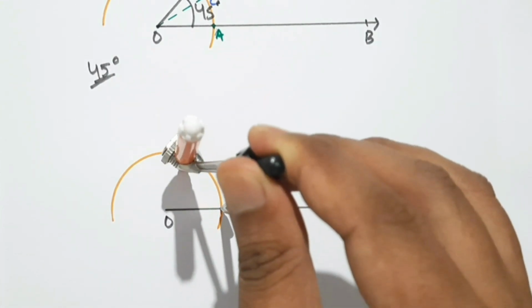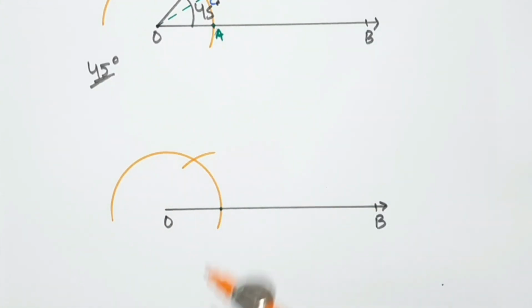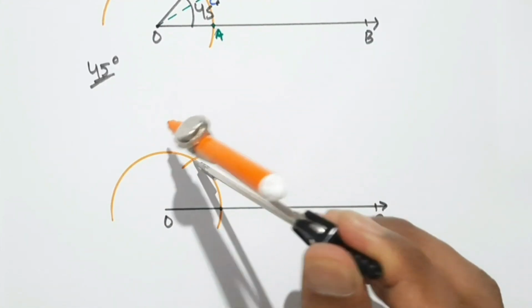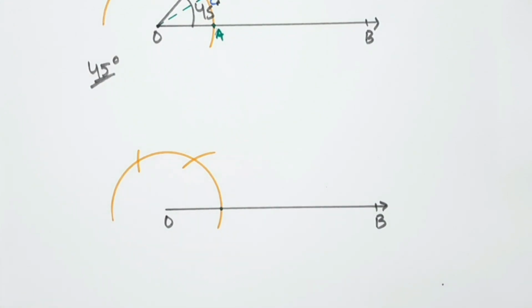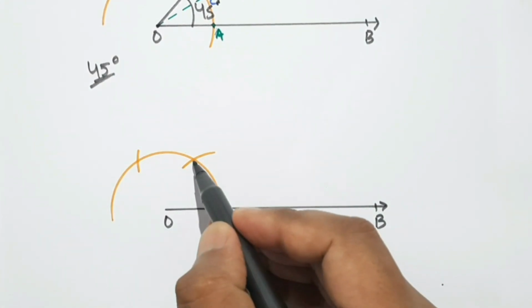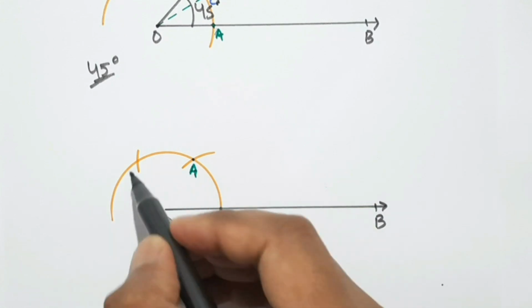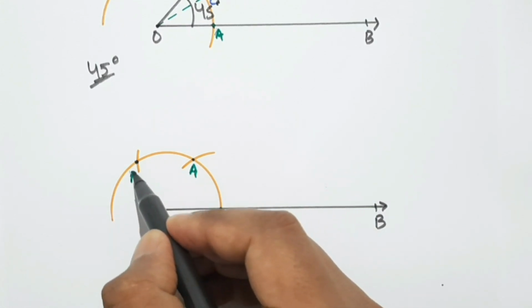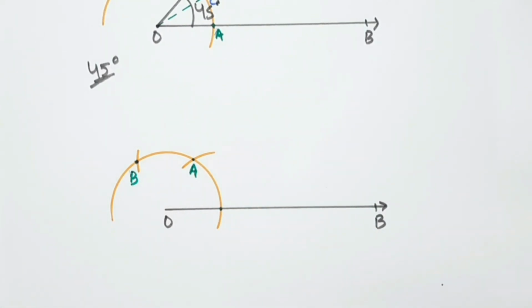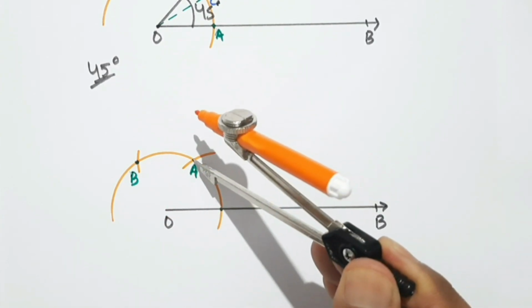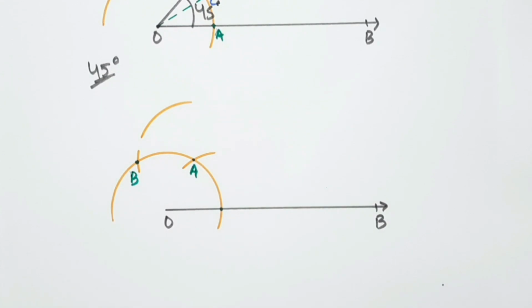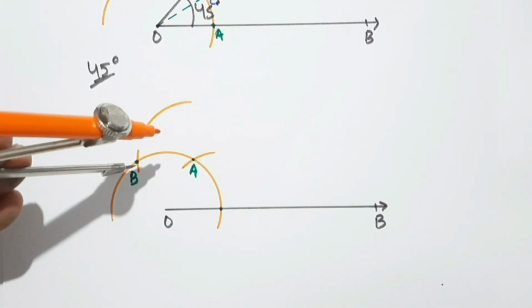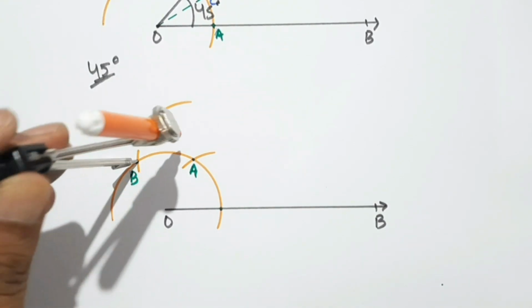For the 90-degree angle, we will make this 60-degree and then we will make 120-degree. Now we are going to mark this point as A and this point as B. Now let us construct the 90-degree angle. For that, first we will take A as a center and draw one arc here. Again, taking B as a center, another arc here.